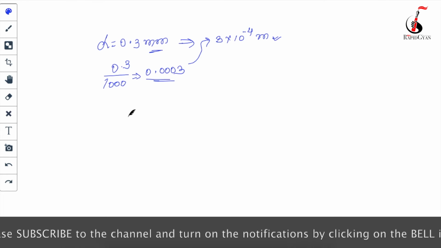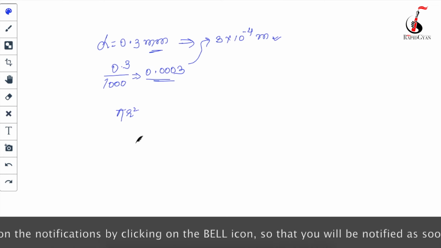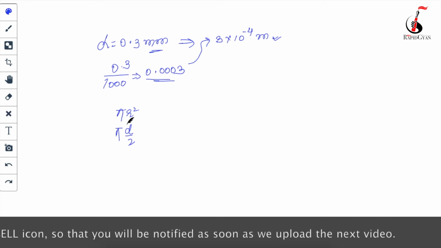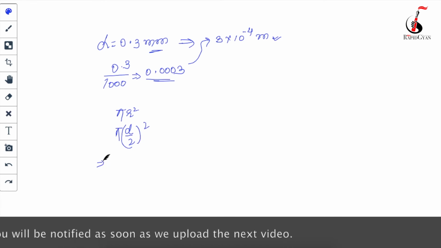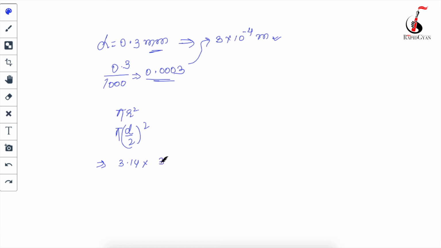Now I will have to find the area. So what's the formula for area? Pi r square. And what is the r? R is my d upon 2. So I can write pi into d upon 2 whole square. So what's the value of pi? The value of pi is 3.14 multiplied by d square, means 3 into 10 to the power minus 4 divided by 2 whole square. Okay.